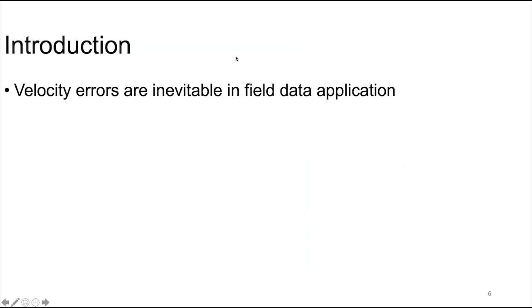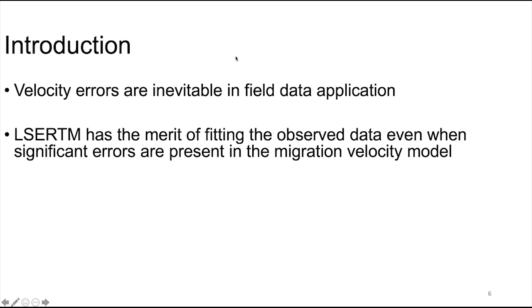However, in field data application, velocity errors are inevitable in velocity model building because of the coherent noises in the seismic data, the simplifications we have made in physics during the processing workflow, and the ill-posedness of the inverse theory. Due to this fact, it is a good choice to utilize LSERTM because it has the merit of fitting the observed data even when significant errors are present in the migration velocity model.